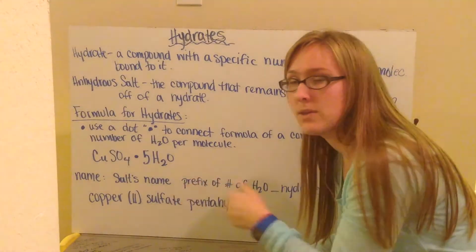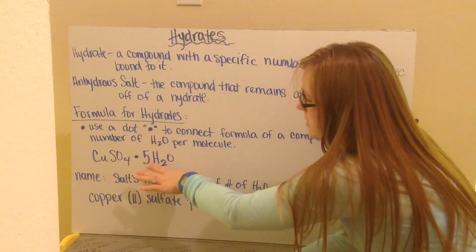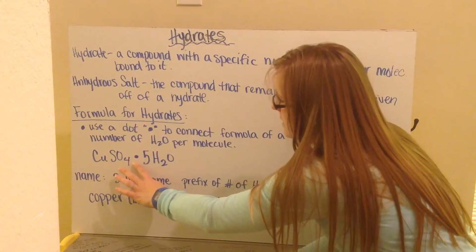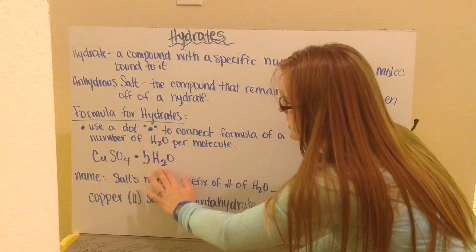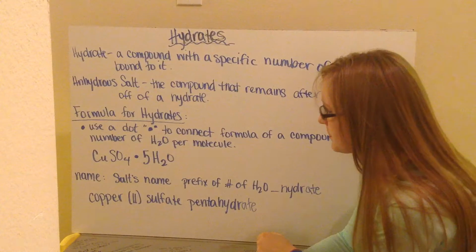So if my compound is copper 2 sulfate, CuSO4, and it is bound to 5 water molecules, I write CuSO4 dot 5 H2O to show that it's bound to 5 water molecules. Now on the next slide I'll show you what that looks like.